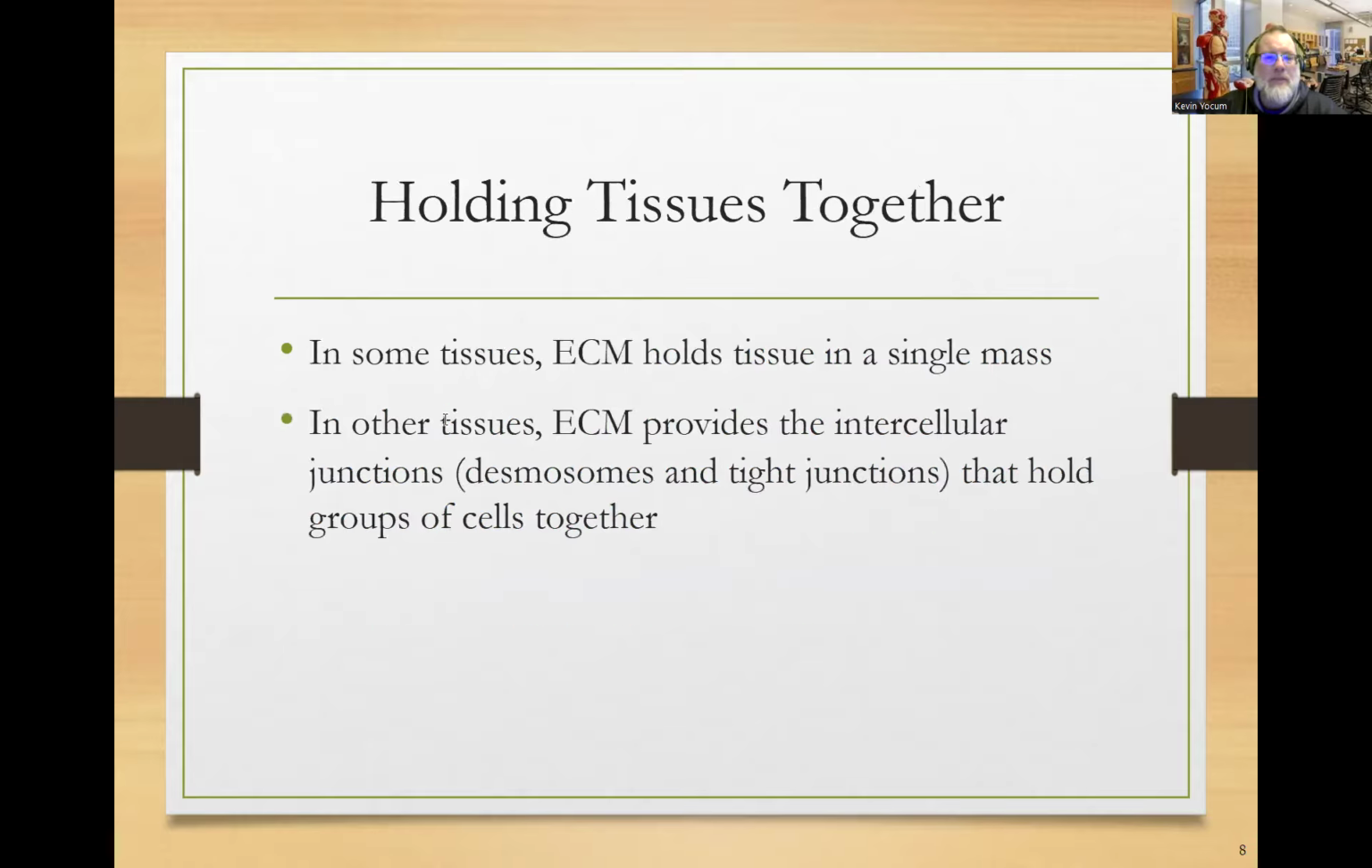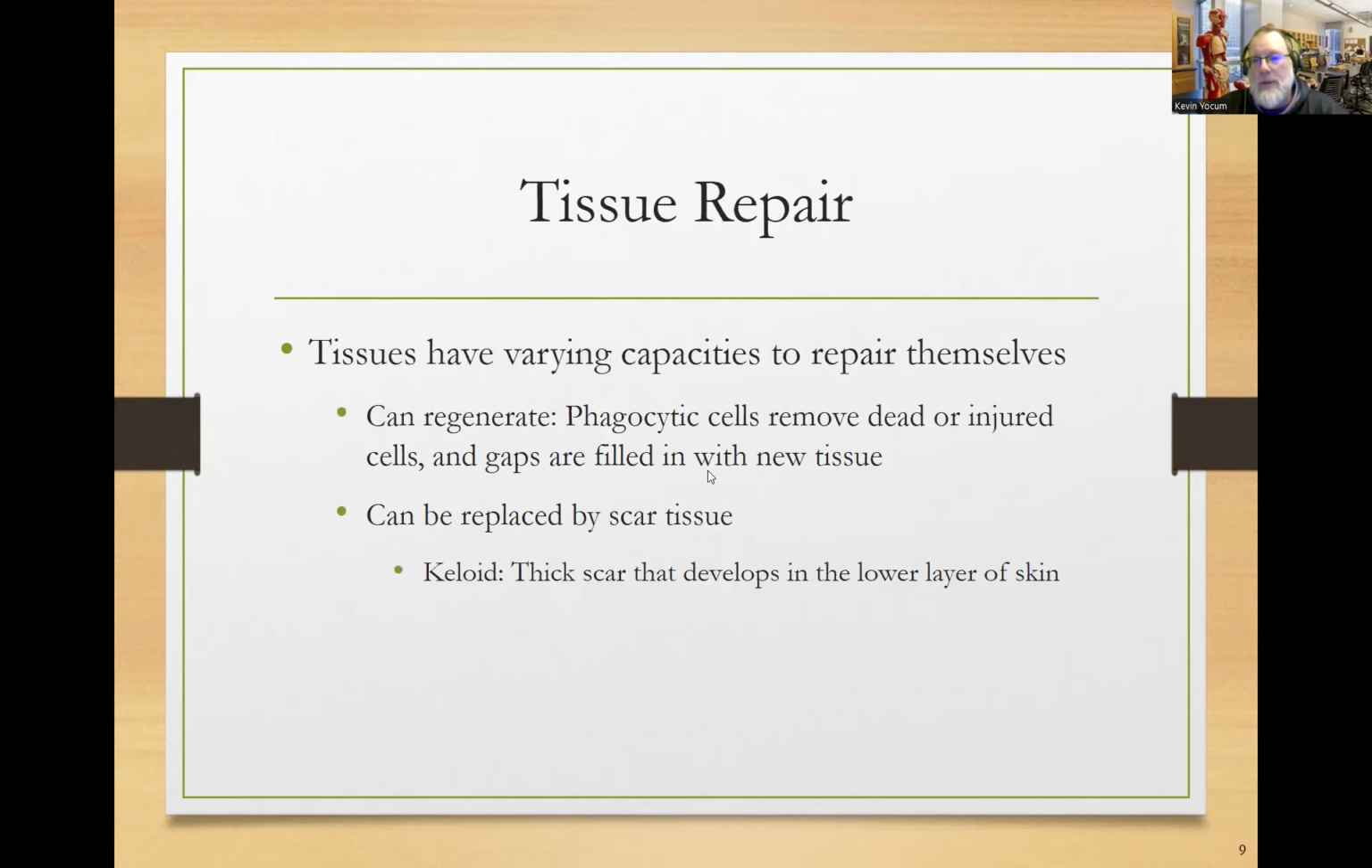Holding tissues together. In some tissues, extracellular matrix holds tissues together in a single mass. Other times we're going to see what are called desmosomes, tight junctions that are linking cells together. Just as a side note, tissue repair: tissues do have varying capacities for repair. A lot of this has to do with blood supply, because blood is going to be providing a lot of the specialized repair tissues that are necessary.